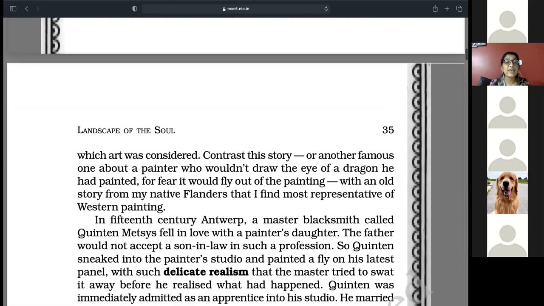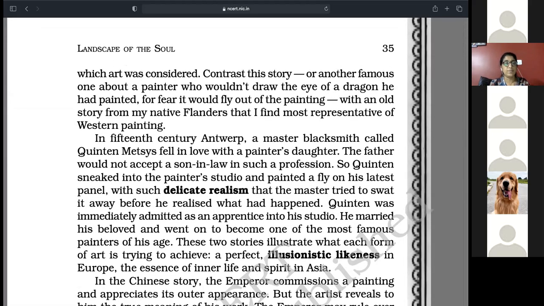In 15th century Antwerp, a master blacksmith called Quentin Metsys fell in love with a painter's daughter. जो Antwerp था वो तो blacksmith था, that is आपका लोहार, लोहे का काम करने वाला. But his lover was a painter's daughter.